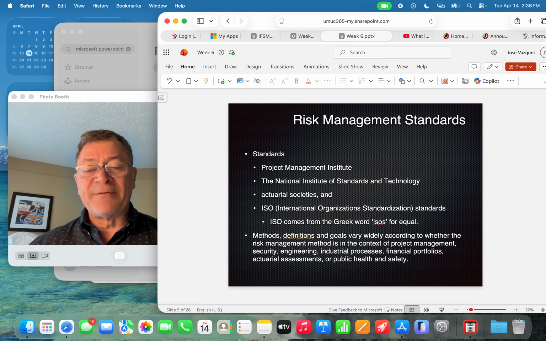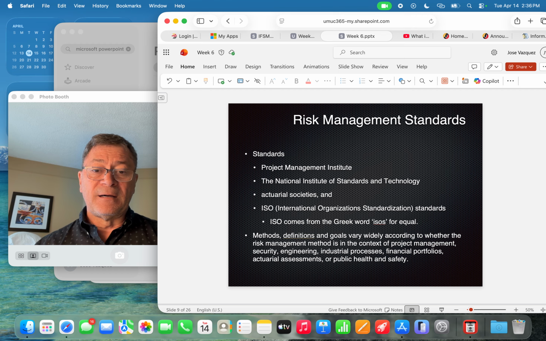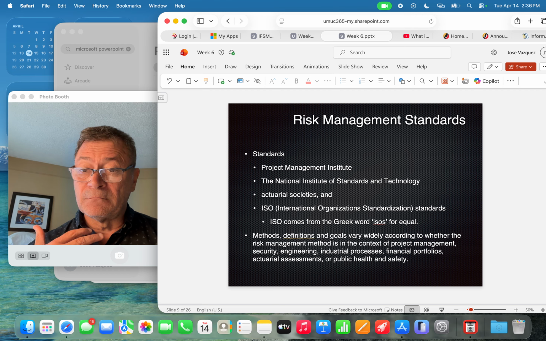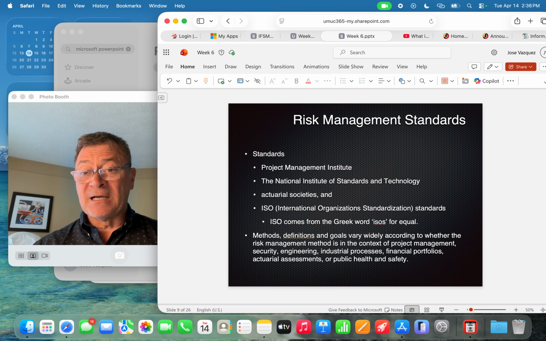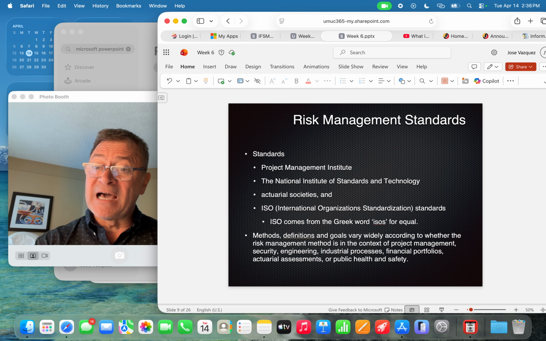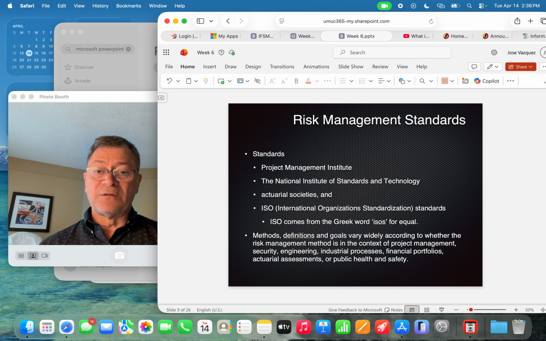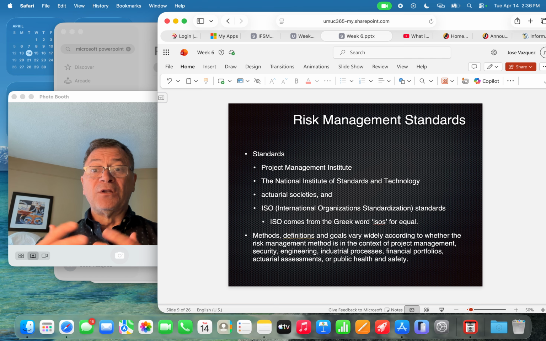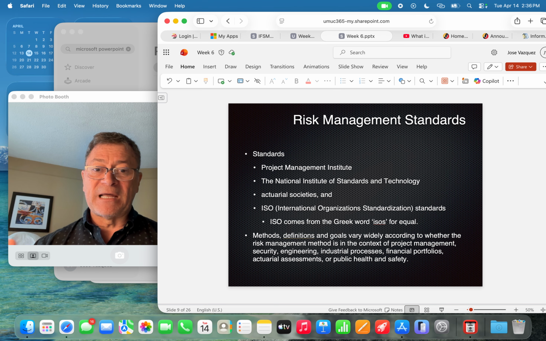So every organization has what they call risk management standards. Some are provided by outside organizations, like the Project Management Institute, the National Institute of Standards and Technology, and professional organizations like IFSM, the Armed Forces Communication Electronic Society, which I'm part of. They provide standards that you can look at, and they are shared across different industries as best practices of how to manage risk. And then ISO comes from the word isos, for equal.